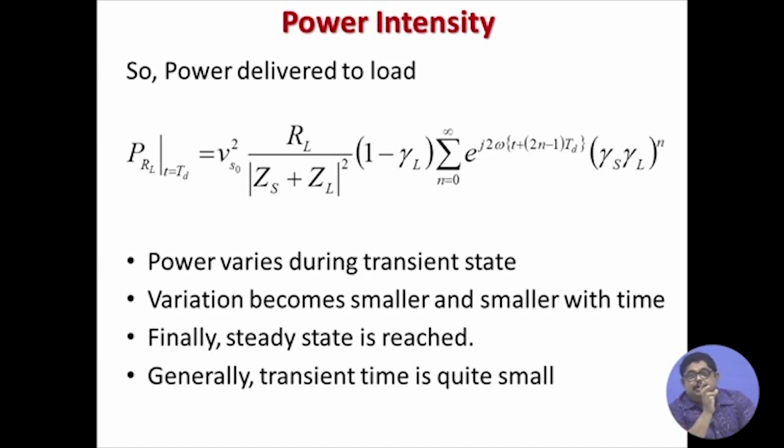The time when the power varies we call the transient state. But as time progresses, you see that the whole thing is getting multiplied by gamma S gamma L to the power n. Now both gamma S and gamma L are fractions, that means less than 1. So as we go on increasing the value of small n, the amount of power reaching becomes smaller and smaller. So we say the variation becomes smaller and smaller with time. Finally a state is reached after which practically there is no variation. Obviously there is a variation, but it is so small. That time we call steady state reached, and generally this transient time is quite small. After a short time, which depends on the time constant of the whole network, the whole thing goes to steady state, and we have a power which is more or less constant for all practical cases.